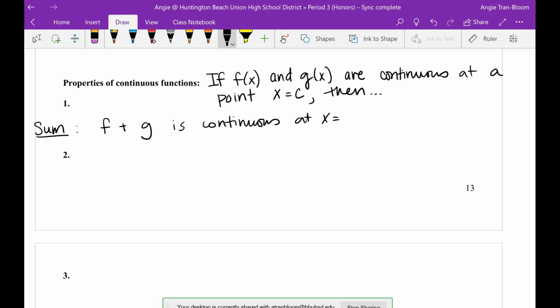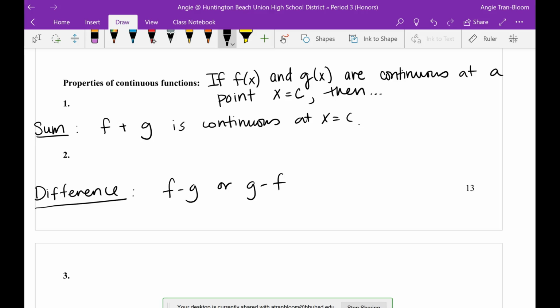Continuous at x equals c, okay? So if f is continuous at x equals 2, and g is continuous at the same value, 2, then when you combine those two, when you add them, they're still going to be continuous at x equals 2. Difference: guess what? It's also the same. When you subtract f minus g, or even g minus f, it is continuous at x equals c. No surprise there.